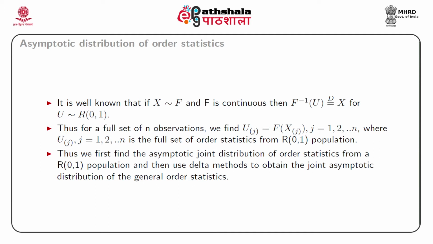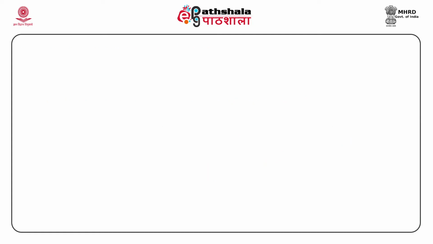Thus, we first find the asymptotic joint distribution of order statistics from a rectangular 0 1 population, and then use delta methods to obtain the joint asymptotic distribution of general order statistics in a convenient way. So, we start with a few lemmas.